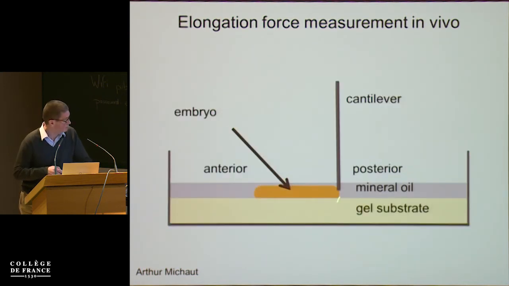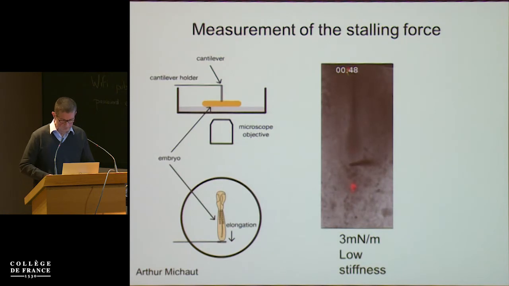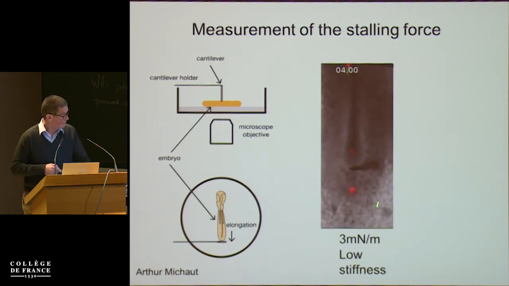And so this is just a simple illustration of the system. You see that the cantilever comes at the posterior end of the embryo. The embryo is covered by mineral oil to limit evaporation. And what you analyze is the deflection of the cantilever, and you know its stiffness, so you can calculate the force which is produced. So he designed cantilevers of different stiffness.